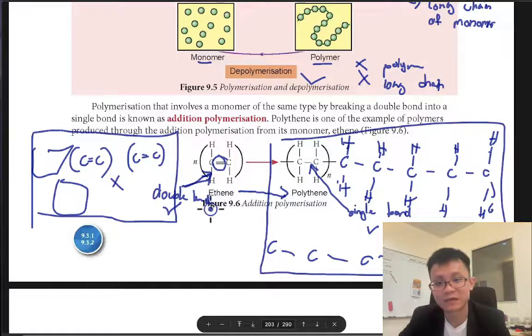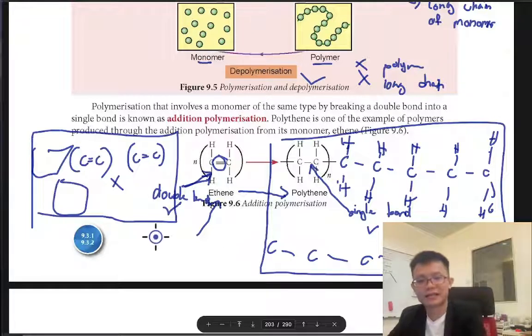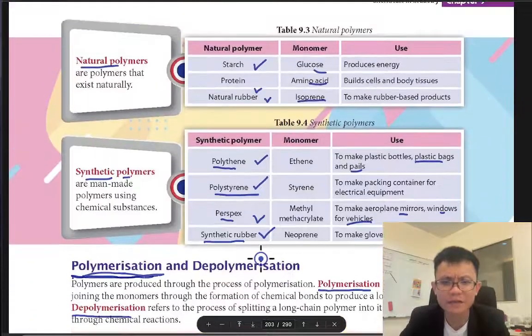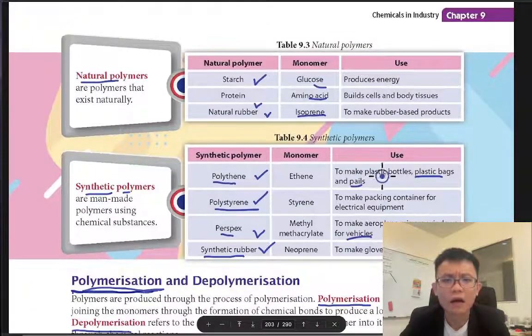This is the example. Okay, example of monomer is ethene. This example name is polyethylene. Is there any example name? Oh yeah, here is the example already. Okay, example of monomer is ethene. It will become polyethylene. Okay, this is the example of the monomer.